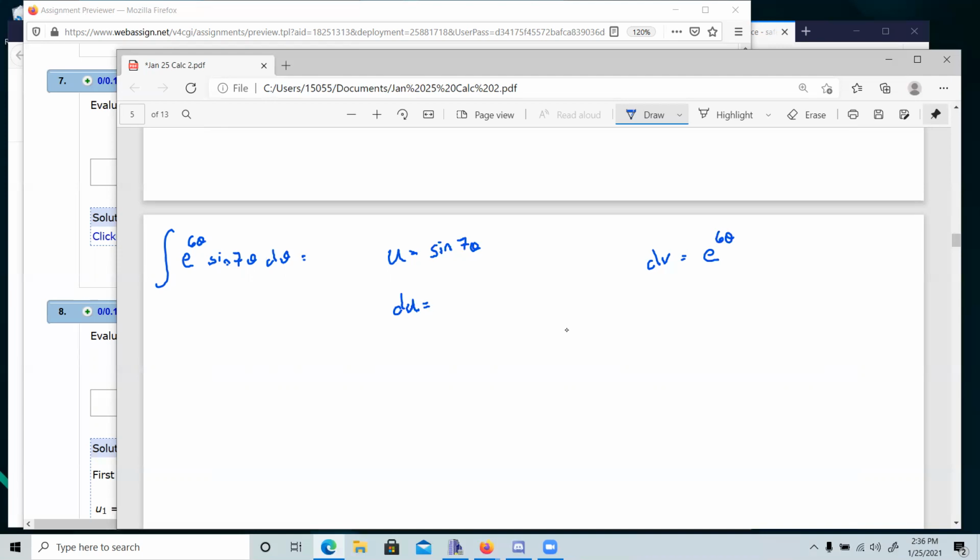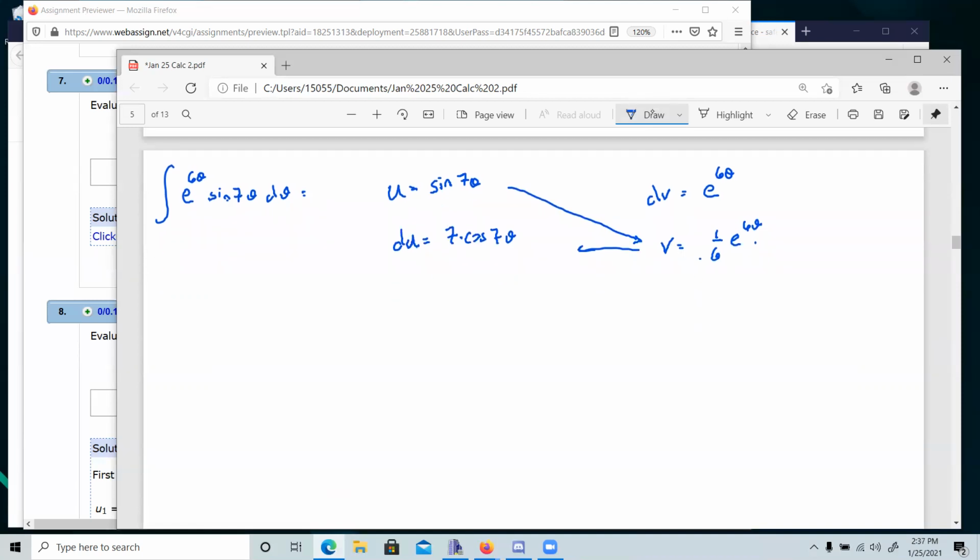So du, right? What's the derivative of sine? This is going to be 7 times cosine 7 theta. Now v is going to be 1/6 e to the 6th theta. Think about taking this derivative: the derivative of 6 theta is going to be 6e to the 6 theta, and then since we'll have 6 over 6, that'll work out. Okay, so here we go. We have uv minus the integral of v du.